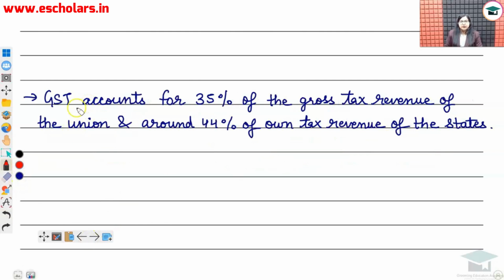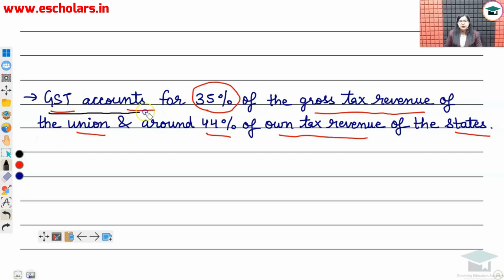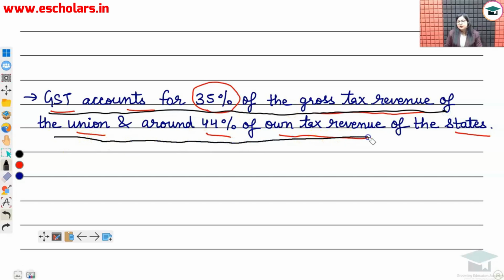Here we need to note that students, GST accounts for 35% of the gross tax revenue, that is the total tax revenue of the union government, and around 44% of own tax revenue of the state government. So let's recall it. GST accounts for 35% of the gross tax revenue of the union and around 44% of own tax revenue of the states.